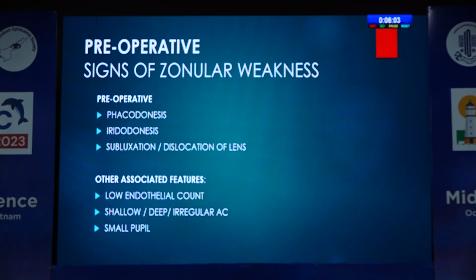Irregular means it is either shallow, or deep, or irregular. If the lens is displaced a little bit posteriorly because of weak zonules, in such cases the AC will be deep. And if there is phacomorphic glaucoma, in those cases the AC will be shallow. If there is trauma, at one part the lens will be tilted. At one part it is deep and at one part shallow, that is irregular AC. If we see all these features, we have to suspect zonular weakness behind.